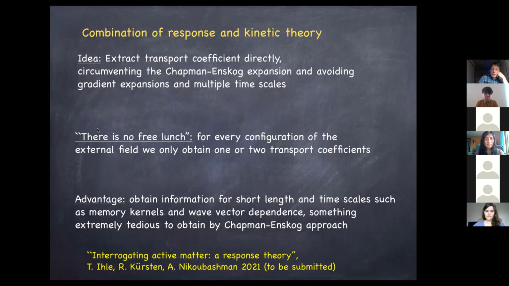There is no free lunch here. That means in the Chapman-Enskog expansion, you get all the terms in the hydrodynamic theory, all the transport coefficients at once, but it's a huge, horrible calculation, which in practice can only be done to a certain order in the small expansion parameter. But here, calculations are much nicer and shorter, but the price is we only get 1 or 2 transport coefficients at once, and if we want more, then we have to change the configuration of the external field and go into a different calculation.